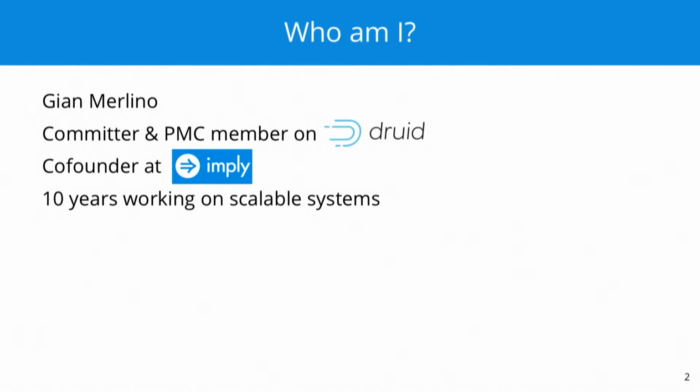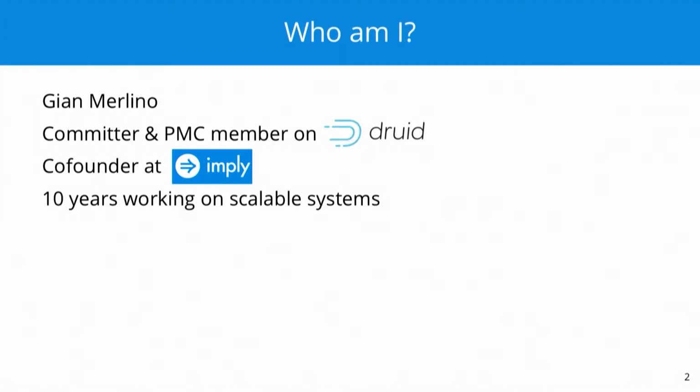So let's see, who am I? I'm Gian Merlino. I'm a committer and PMC member on Druid. Druid is an open source effort that began about 5 years ago, and this calendar year it started incubating at the Apache incubator, so soon to be Apache Druid. I'm also a co-founder, like Mark mentioned, at Imply, a company built around Druid, doing Druid and also UIs designed to take advantage of Druid. I've spent about 10 years working on scalable systems. It's really what I love to do. I love to build scalable systems. I love to build tools for people to use.